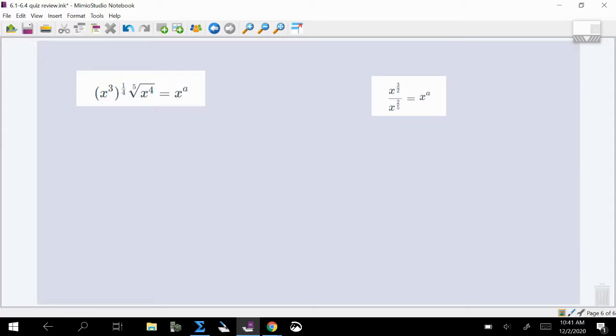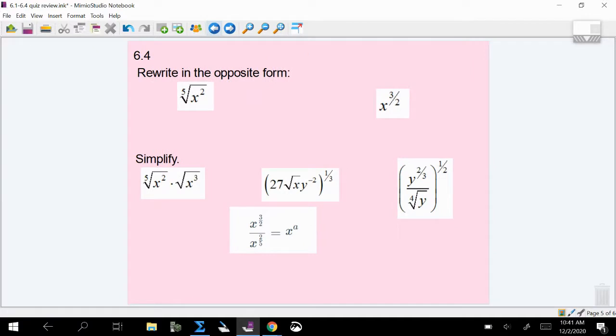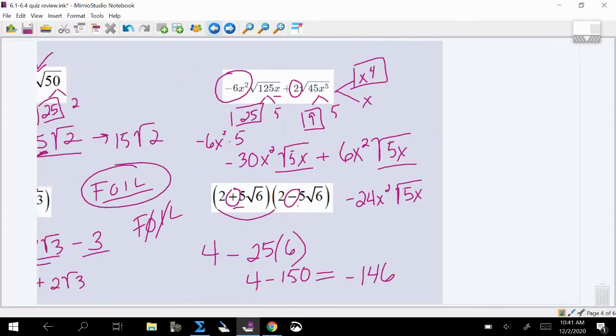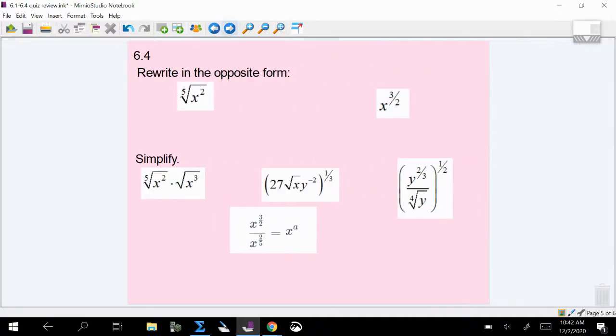And finally, we are on to section 6.4. Sorry, I went too far. 6.4 was looking at rewriting, and we did this a little in 6.1 as well, fractional exponents and radicals, and then also using exponent rules with fractional exponents and radicals. So the first one, it's a fifth root and a second power, so power over root is 2 over 5. Power is always the numerator of the fraction, root's the denominator.